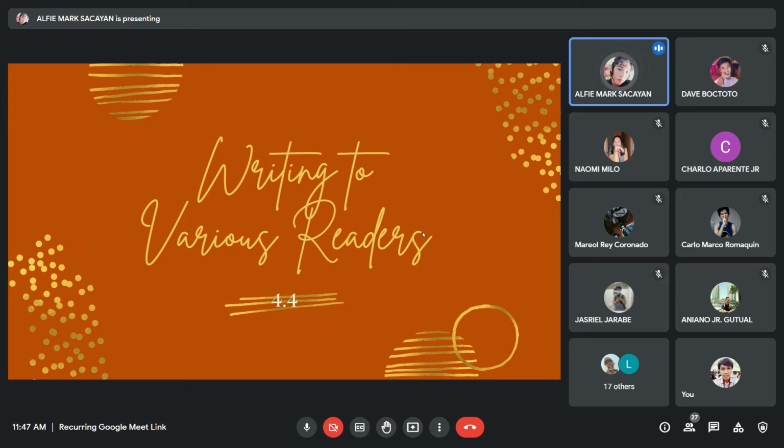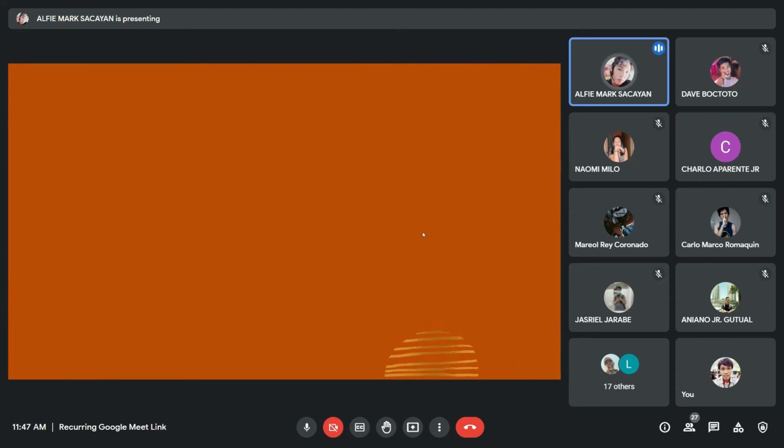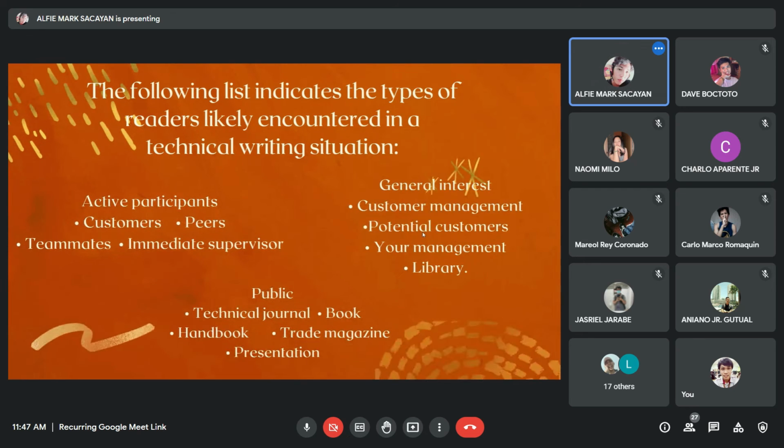So next in 4.4, writing to various readers. So somewhat it is related to the scope of writing, but this time we are going to look forward to the categorization based on anticipated interest level. So we have these for the active participants. The following are under active participants: the customer, peers, teammates, immediate supervisor.